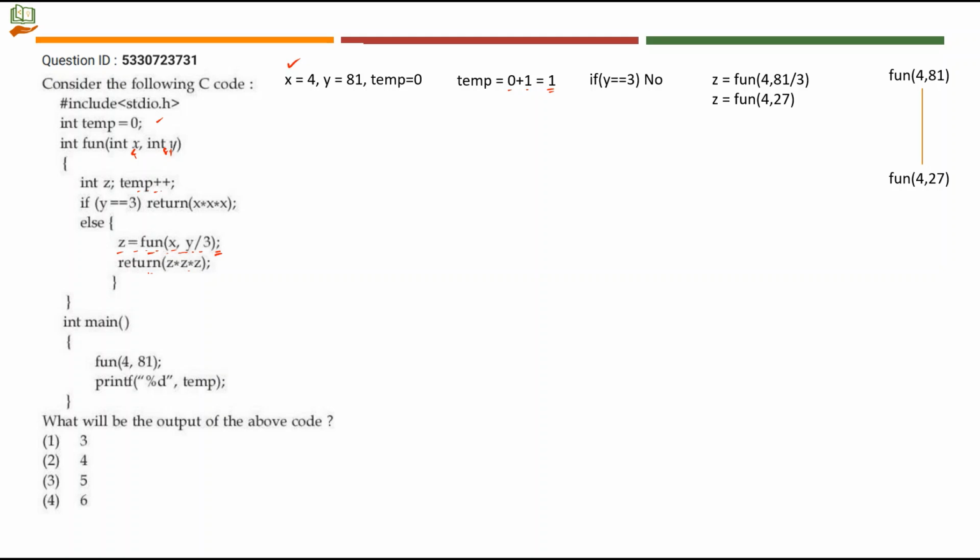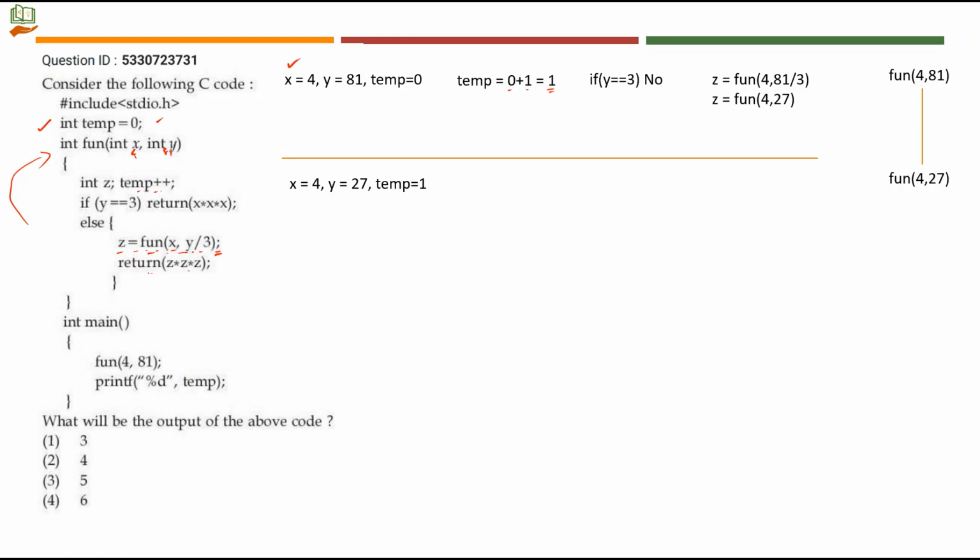So now when you have function of 4 comma 27, we'll again get into the function. Now the value of x is 4, y is equal to 27. What is the value of temp that has been updated? It is 1. We should not start with 0 because temp is given outside the function. So once it has incremented the value of temp, the new value of temp should be used here. So now we know temp is equal to 1 from the previous part.